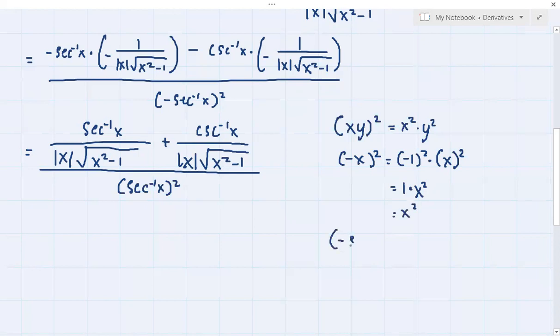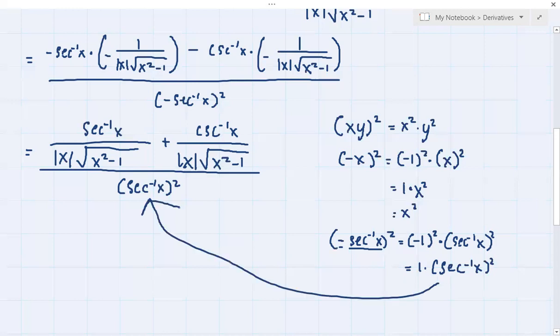Therefore, kung meron tayong negative arc secant x raised to 2, pwede kong i-separate si negative at saka si arc secant. Magiging negative 1 raised to 2 times the square of arc secant x. Ang square ng negative 1 ay positive 1. Since di tayo sure kung anong magiging squared version nito, we can just simply copy this one. Then multiplied together, we will have this one as the answer. Okay, nakuha? Ganun lang.